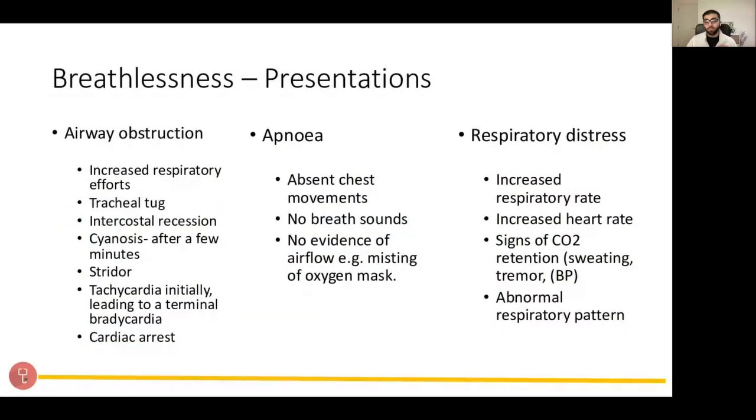Breathlessness is another core presentation. And again, there are different causes of breathlessness. So you can have airway obstruction, in which there's a blockage of the actual airway, even though the lungs themselves that are creating the respiratory effort are working. So these are some common signs that you can see on the left. Apnea is where there's no actual respiratory effort from the diaphragm and the lungs and the muscles of respiration, so the intercostals. And respiratory distress is a combination of the two, or another factor that means that there's insufficient air coming into the chest cavity.